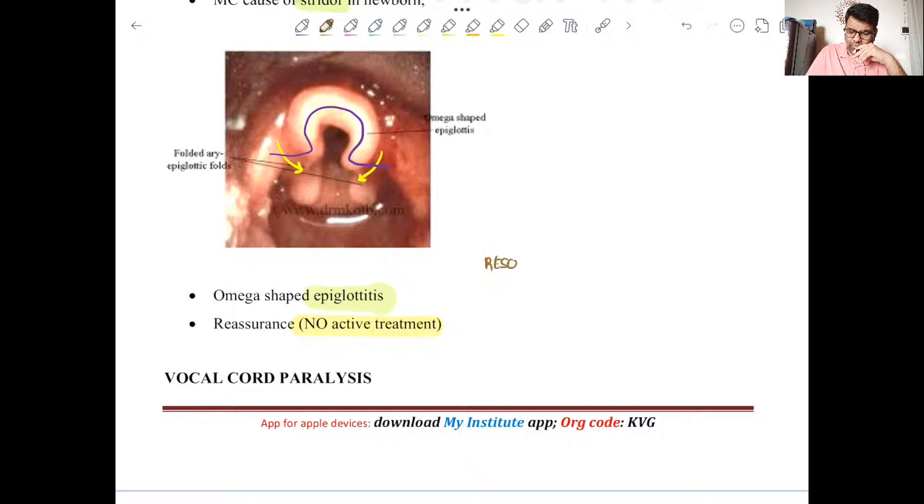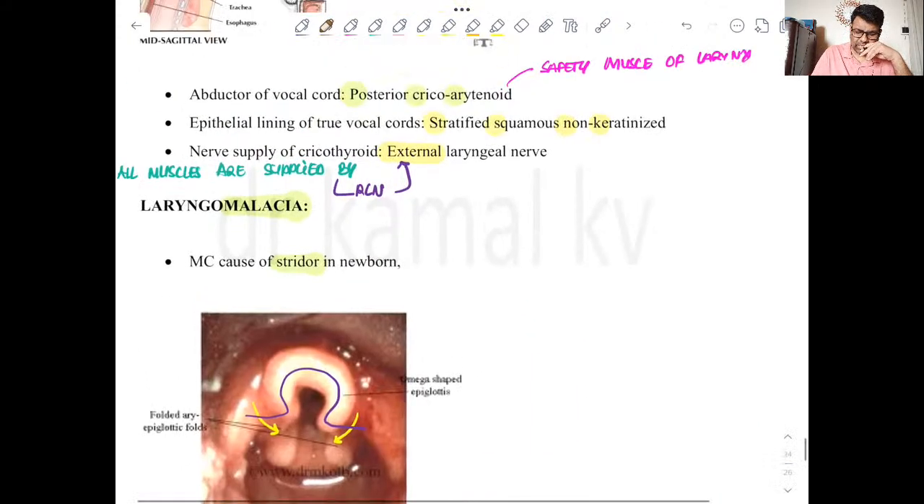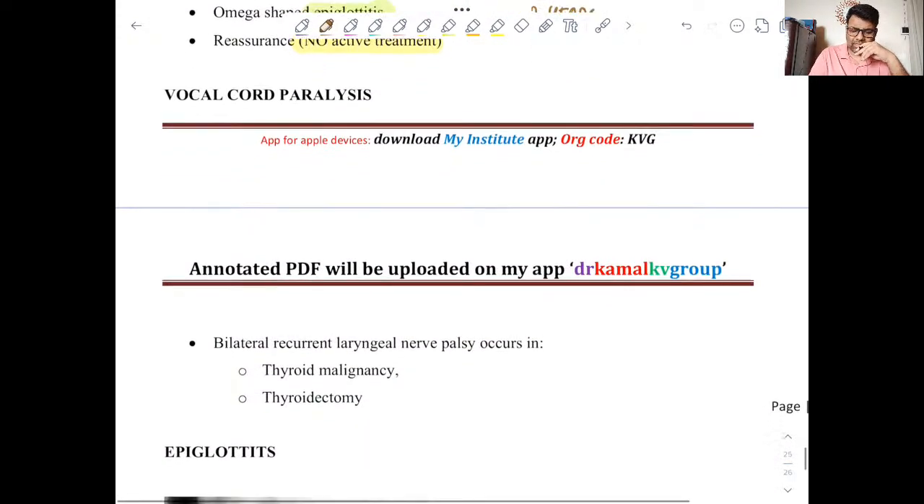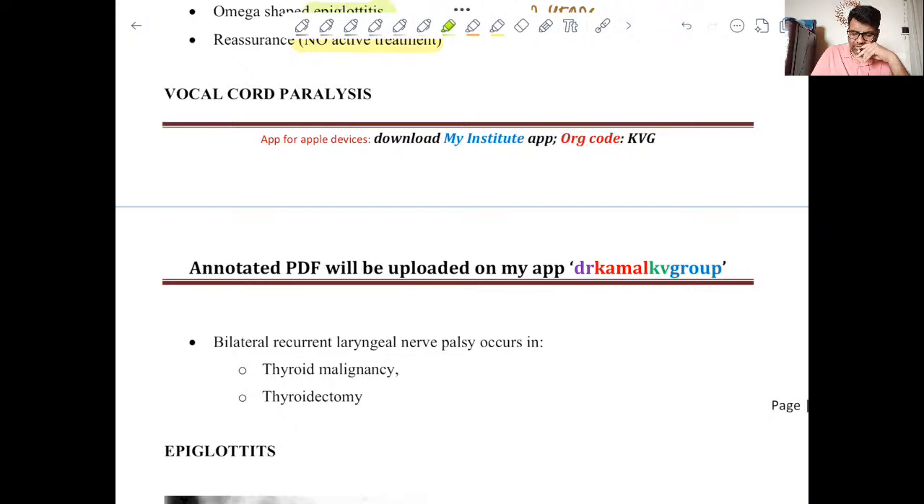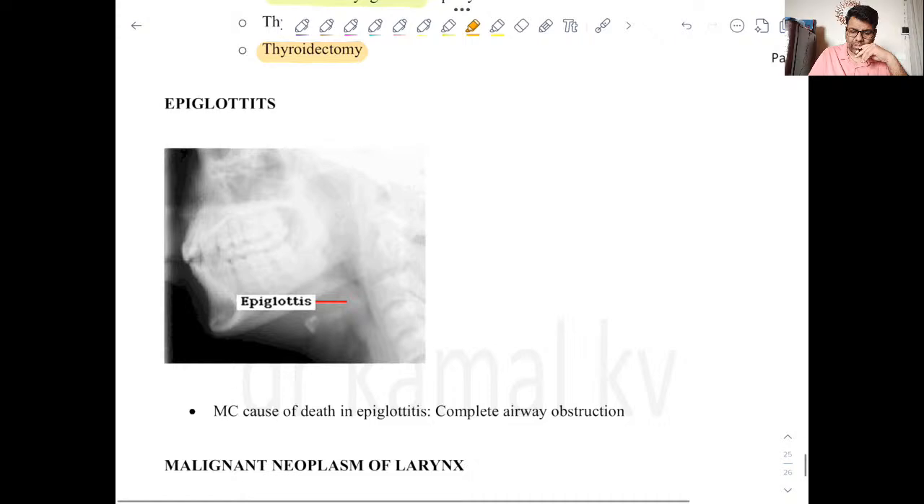The condition will resolve by 2 years. So need not do any active intervention. Inspiratory stridor, very good. So this is inspiratory stridor. Fine, great. Then vocal cord paralysis, since the recurrent laryngeal nerve supplies the vocal cords, it's the abductor of vocal cords actually. So any surgery or any tumor which involves injury to recurrent laryngeal nerve might cause vocal cord palsy, especially malignancy or removal of thyroid gland in case of malignancy or hyperthyroidism.